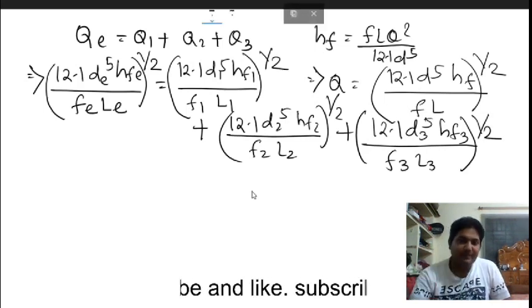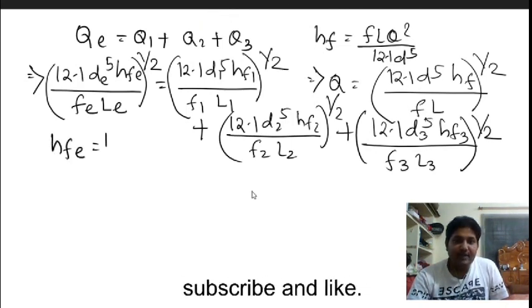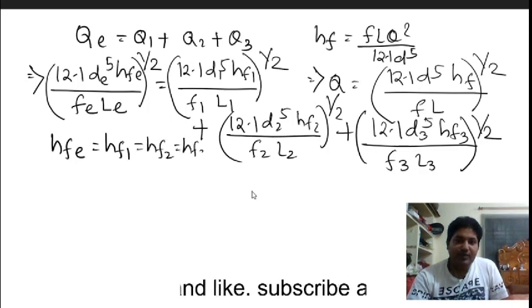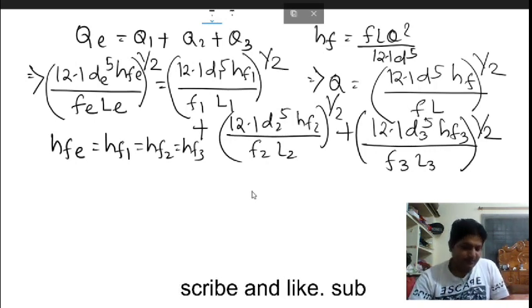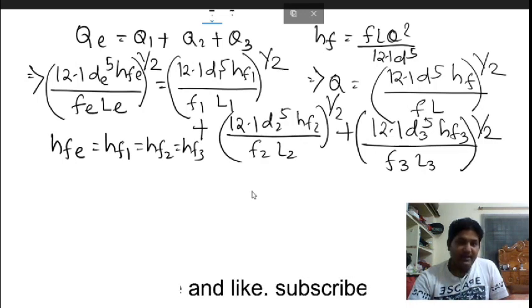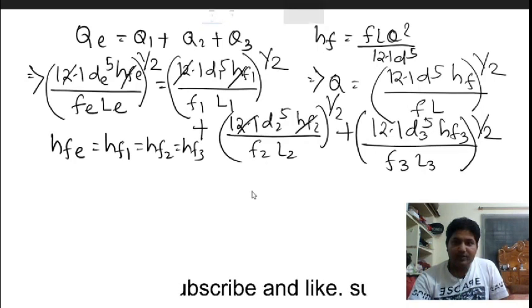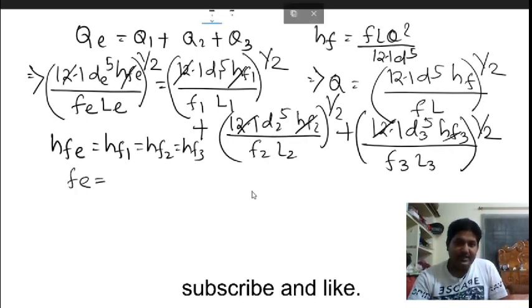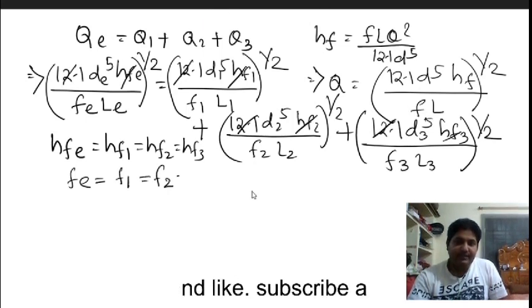Now, I told you the head loss due to friction in the equivalent pipe will be equal. This is another compatibility equation: h_f1 will be equal to h_f2 will be equal to h_f3. These head losses cancel each other. Now if you find the final equation, the head loss and the 12.1 are gone, and if the friction factors are also the same, the friction factor in the equivalent pipe equals the friction factor in the first pipe, the second pipe, and the third pipe.